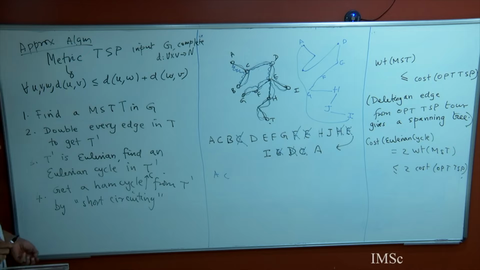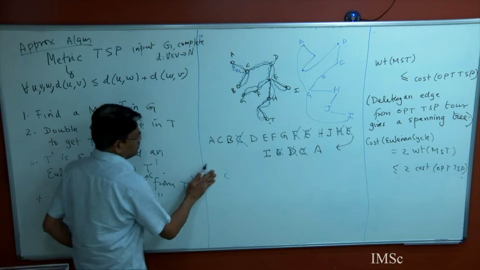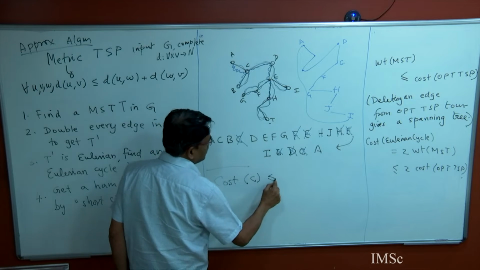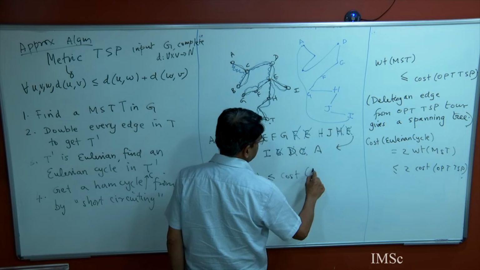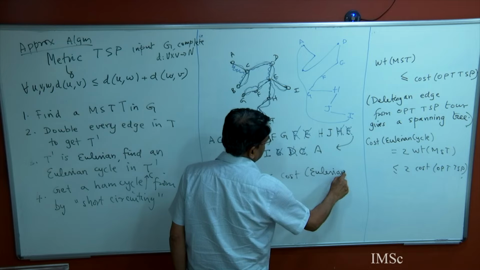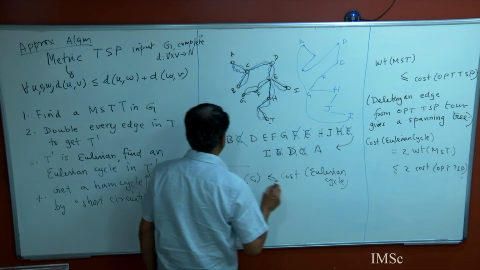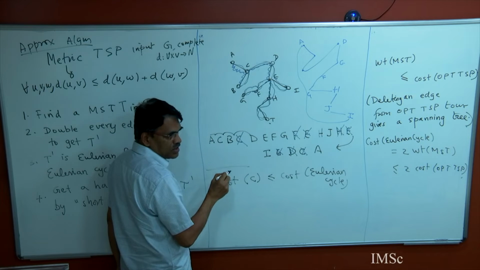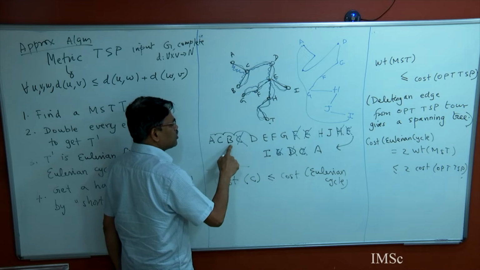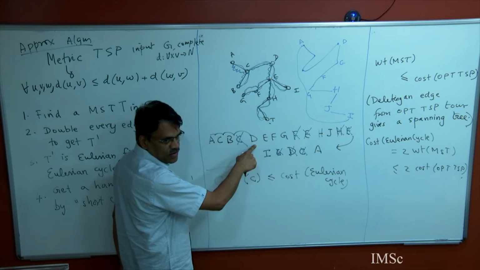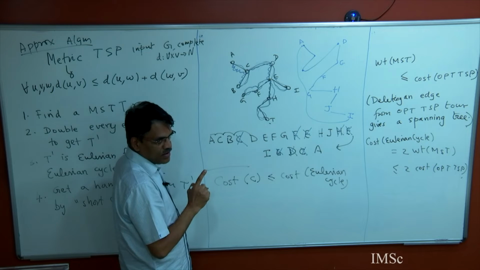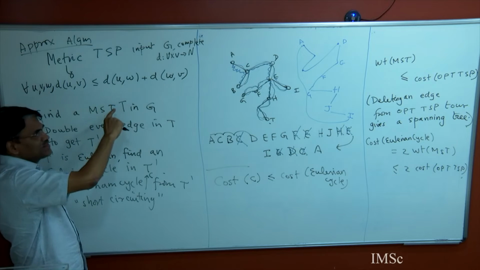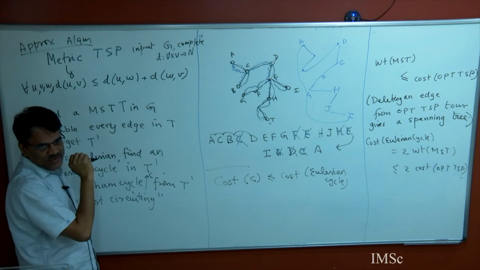Yeah, because the cost of the Hamiltonian cycle C, the total cost, I claim is less than or equal to the cost of the Eulerian cycle. Right? Because the Eulerian cycle would have taken this edge, this edge, this edge and this edge. But now from B, instead of going through these edges, I go D direct. Can it be? This is exactly the place where we use that it's a metric TSP.